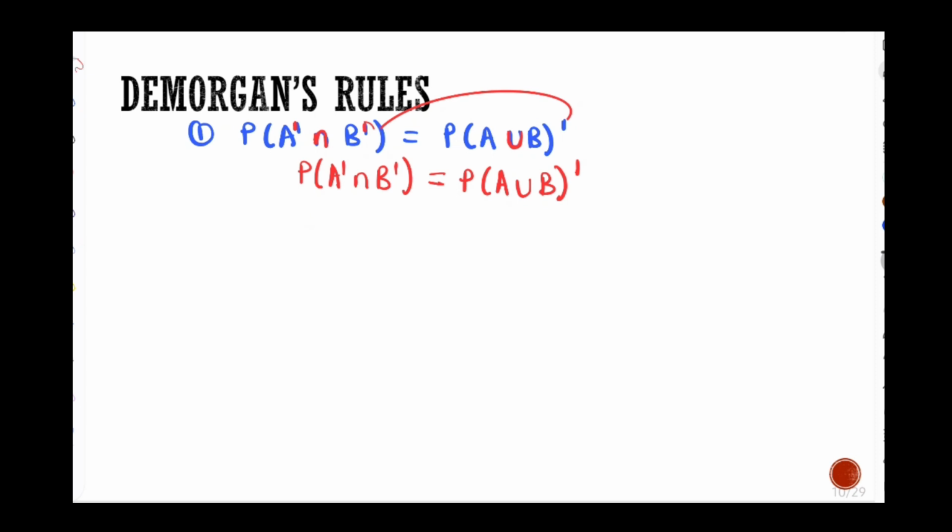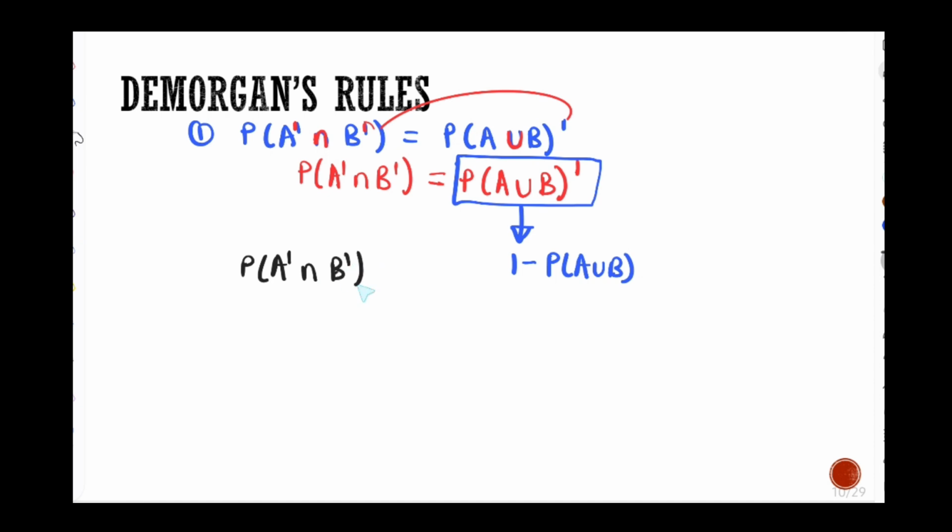Then we shouldn't forget that from the complement of events, this probability of A union B complement is actually the same as 1 minus probability of A union B. That's just a reminder, we had looked at it. So that is our first De Morgan's rule. To summarize, probability of A complement intersection B complement is equal to probability of A union B complement.